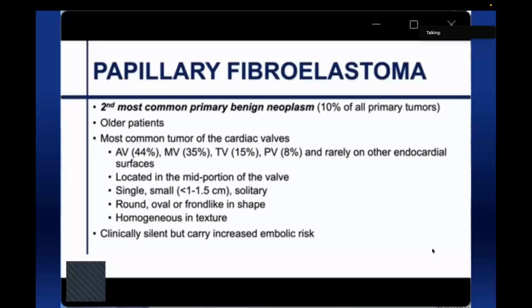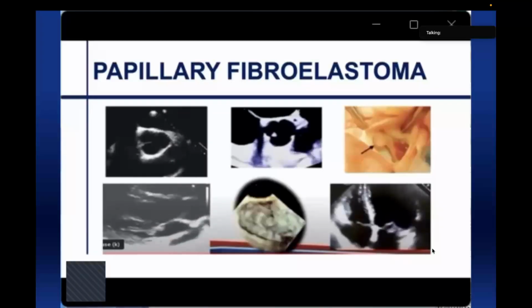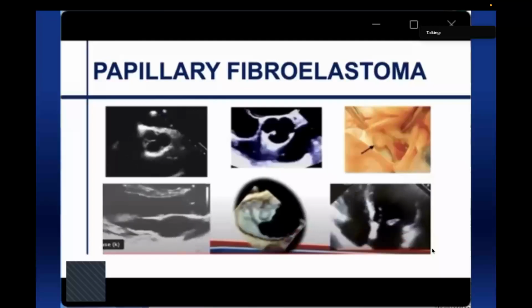Located in the mid portion of the valve, single, small, usually approximately 1 to 1.5 centimeters, and solitary. They may be round, oval, or frond-like in shape, homogeneous in texture, so clinically silent but carry increased embolic risk. This is an example of your papillary fibroelastoma.